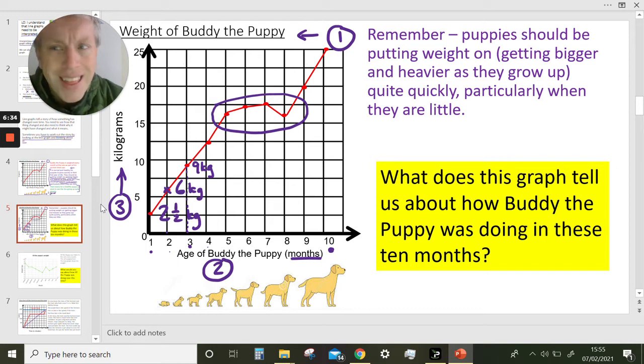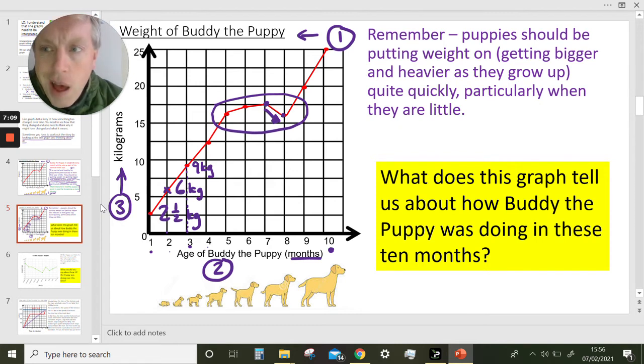Now, that's not what we hope to see for a puppy. That puppy should keep on getting bigger quite quickly. What happens? That line's not so steep anymore, is it? It's flattening out. And actually, we can tell that Buddy is putting on weight only slowly. And now this bit here, from the 7th month to the 8th month, this bit is going down. And a puppy shouldn't be losing weight.